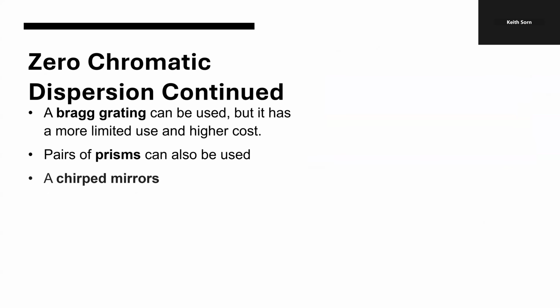All right, the negative chromatic dispersion fiber is expensive and it leads to a lot of energy loss. So there are other ways that we can achieve zero chromatic dispersion. We can use a Bragg grating. We can use pairs of prisms. We can use a chirped mirror.